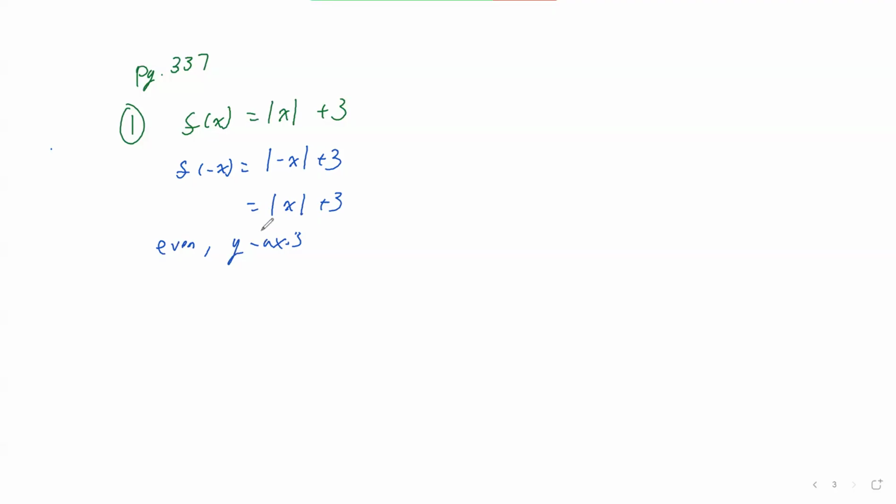All right, and then I want you to sketch the graph. Kind of going off the last video, I know that the parent function looks like this. The plus 3 tells me to go up 3. So my graph looks roughly something like this. All right, let's look at number 2.